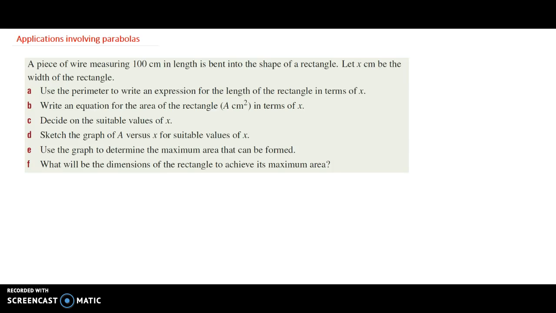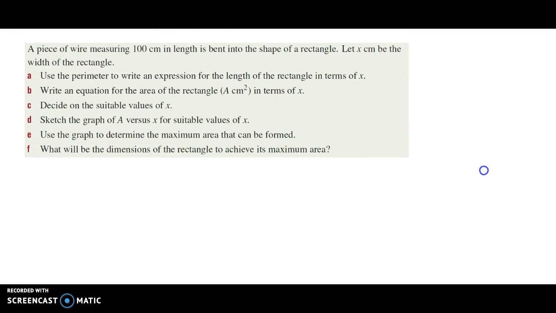This lesson we'll be looking at some applications involving parabolas. So we'll just work through one question. A piece of wire measuring 100 centimeters in length is bent into the shape of a rectangle. Let x centimeters be the width of the rectangle.